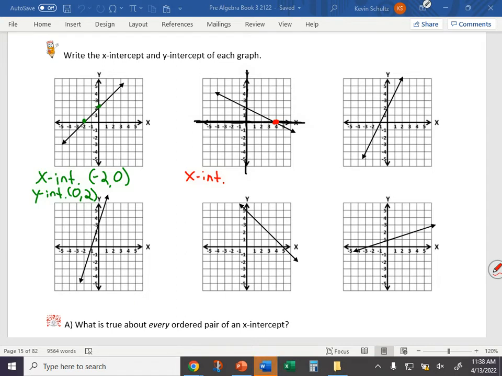It's 4. Yeah, just 4. But as an ordered pair, it's 4, 0. 4, 0. Exactly. Okay. The x-intercept is 4, 0. The y-intercept, where does it cross the y-axis? It only crosses it in one place. What's the value of that ordered pair? Or what is that ordered pair? 0, 2. 0, 2.